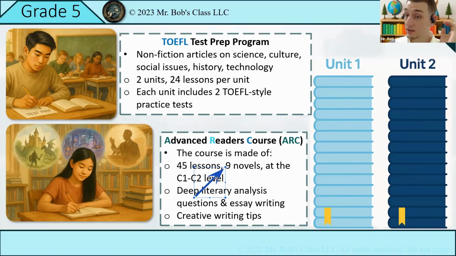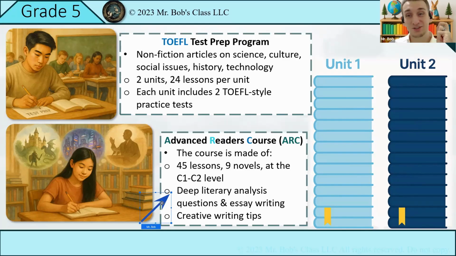And then if we go to the right side here, this is my advanced readers course. This is based on 9 novels. There are 45 lessons, and these are not made for ESL learners. These are made for American students, so they can be extra hard. I will highlight the most important words that you will need to know from each novel that are most important to the plot points and whatnot. We're gonna have some really deep literary analysis questions and essay writing and creative writing tests here.